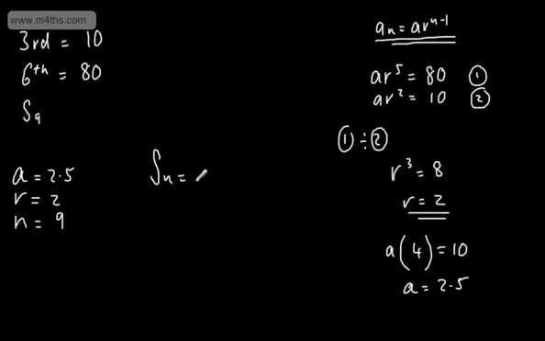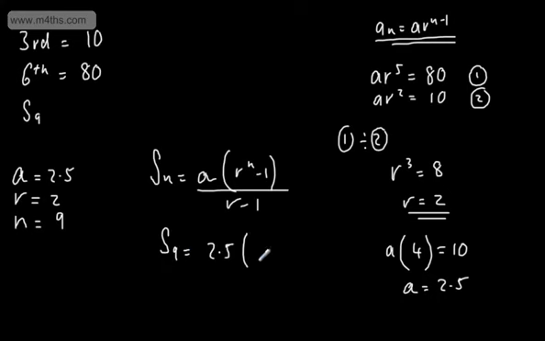S of n, and I'll show that this can be done either way round. We're going to have r to the n minus 1 over r minus 1. So in the last couple of examples, I've gone the other way and used 1 minus r to the n over 1 minus r. Just to switch things around, I'm going this way now. So we can say the sum of the first 9 terms is going to be the first term, which is 2.5. The ratio is going to be 2 to the power of 9 minus 1 over the ratio, which is 2, and then we're going to have this minus 1.